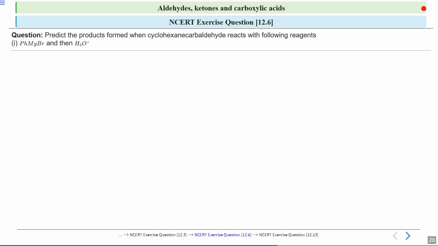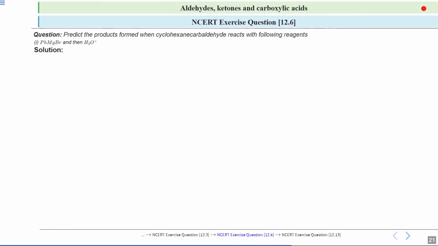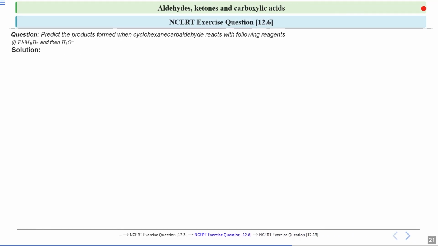Now let us move to the next question. You have to predict the products formed when cyclohexane carbaldehyde reacts with the following reagents, that is PhMgBr and then H3O+. Now let us look at the answer to this particular question. This reaction involves cyclohexane carbaldehyde with PhMgBr, which is a Grignard reagent, followed by an acidic workup.